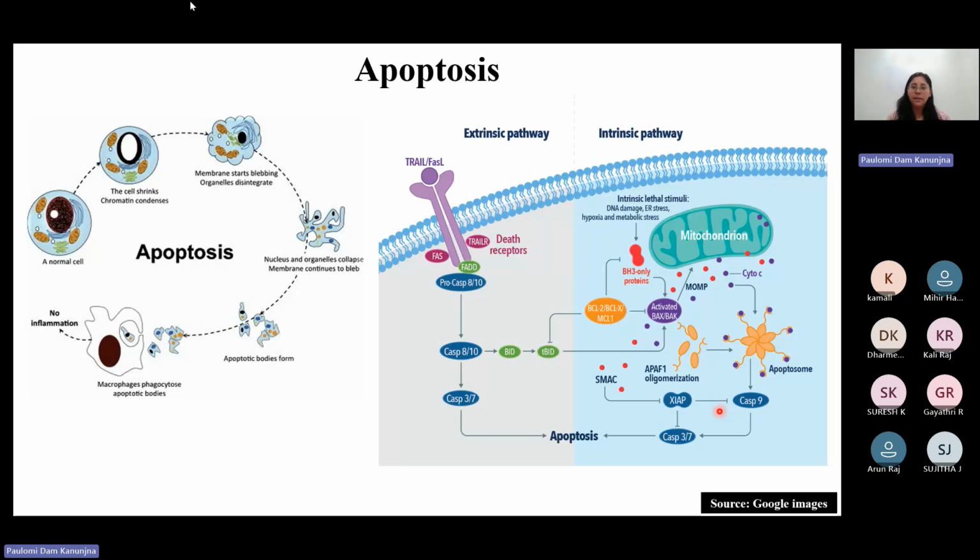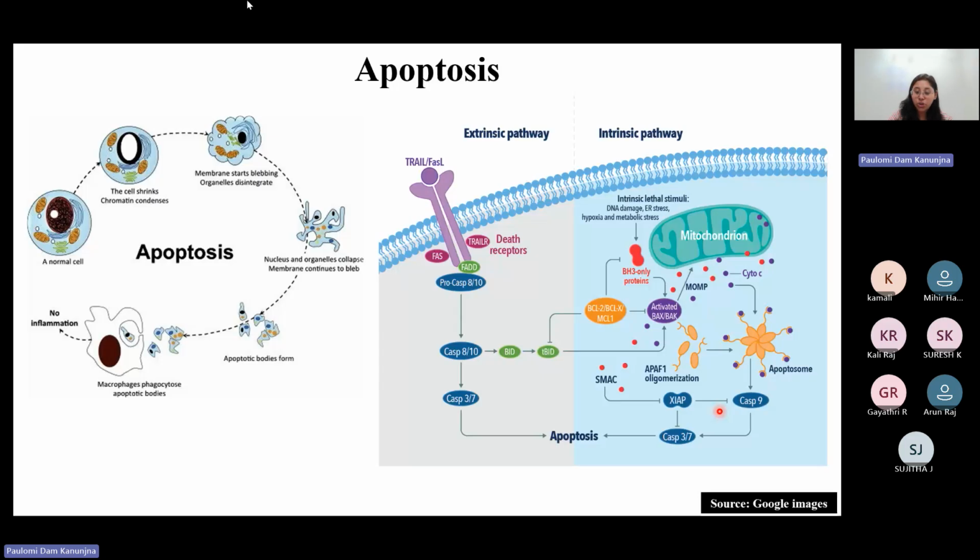A simple example: your digits, your fingers, are all separated from each other, and that's because these parts have undergone apoptosis. These are disjointed because of this very process. So that's why you need apoptosis even during development. That's just one of the reasons.